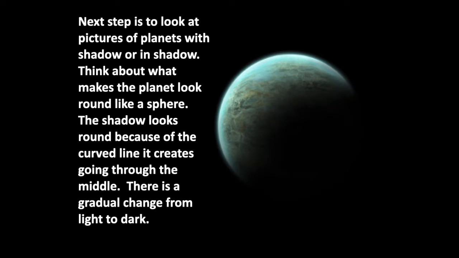Next step is to look at pictures of planets with shadow or in shadow. Think about what makes the planet look round like a sphere. The shadow looks round because of the curved line it creates going through the middle. There is a gradual change from light to dark.